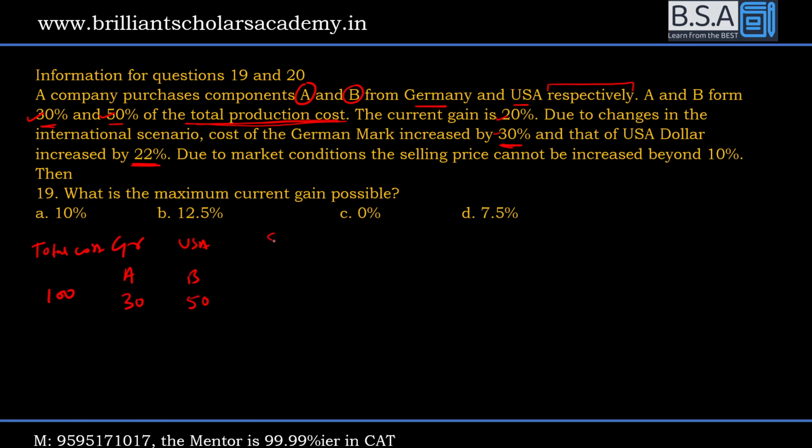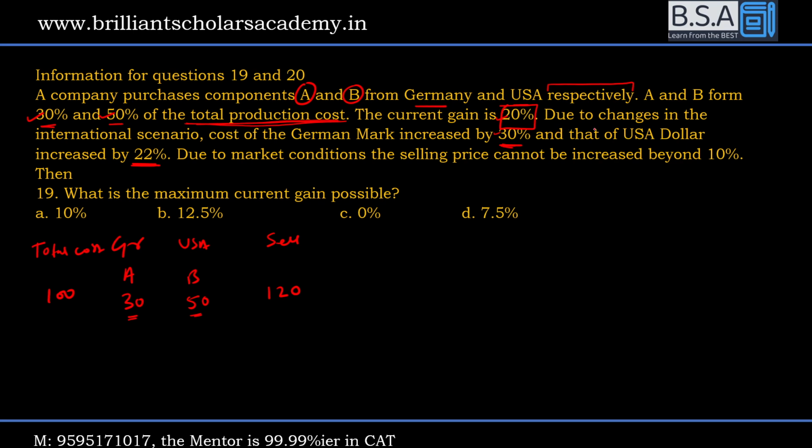And how much can I sell it for? What gain can I get right now? I can get a gain of 20%. So I can sell it for rupees 120. See, the addition of these two is equal to how much? 80. That means there are other costs also. Other costs have not been mentioned. A is 30%, B is 50%. Other costs are 20%. We do not care.